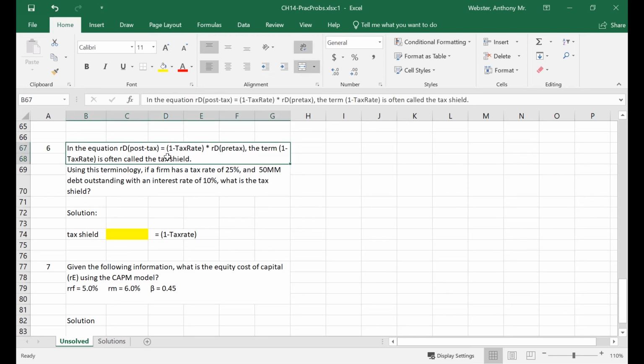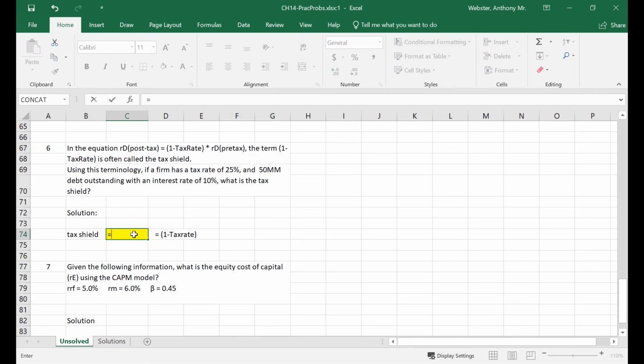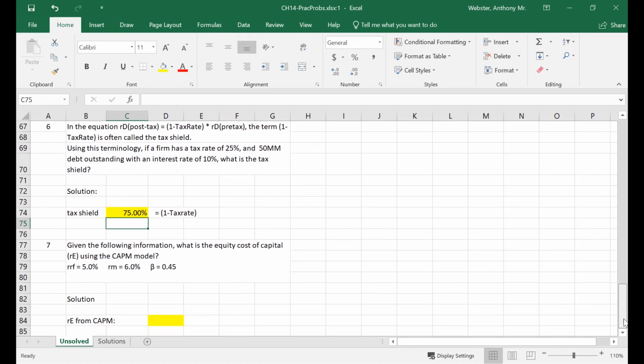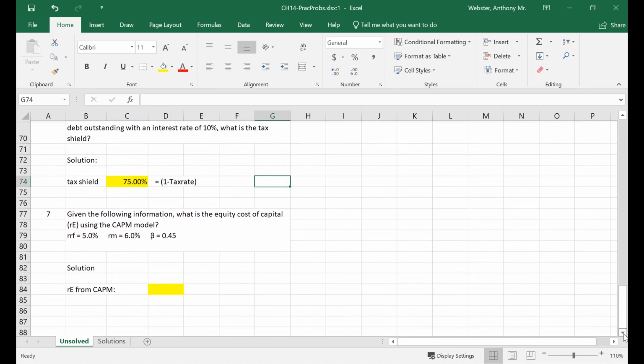Well, this one is actually a lot easier than it seems once you get through the wording, because it says using this terminology, what's the tax yield? So this terminology says the tax yield is described as 1 minus the tax rate. So that's going to be equal to 1 minus the tax rate, 25%, or 75%. And that's it. It's that simple. So that would be the tax shield using this definition of tax shield, which is a very common definition.